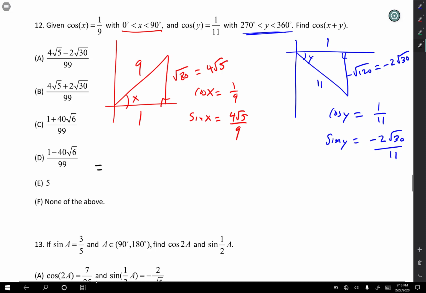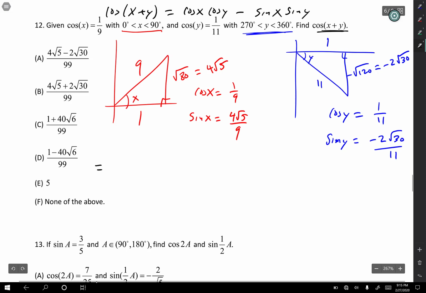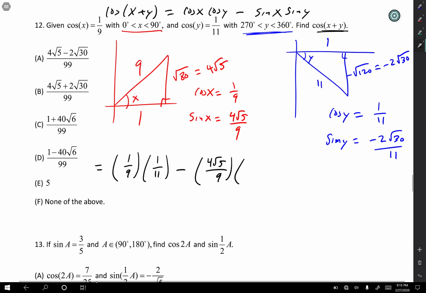All right, here we go. Cosine of x plus y. I'm going to write what cosine x plus y is up here. Cosine x plus y is cosine x cosine y minus sine x sine y. So that's all we're going to do. We're just going to plug in. So cosine x was given as 1/9, so I put 1/9. Cosine y was given as 1/11, so I put 1/11. Minus, and then sine x is 4 square root of 5 over 9. And then sine y is a negative 2 square root of 30 over 11.